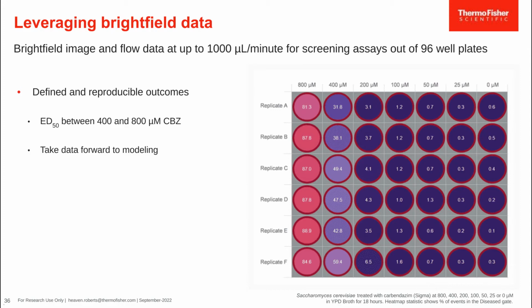And it really helped me to determine that the effective dose for inducing this in Saccharomyces was somewhere between 400 and 800 micromolar. I might want to dial that in and repeat, but also hopefully investigate further what's causing this. This is not the normal mechanism of action for carbendazim, to my knowledge.